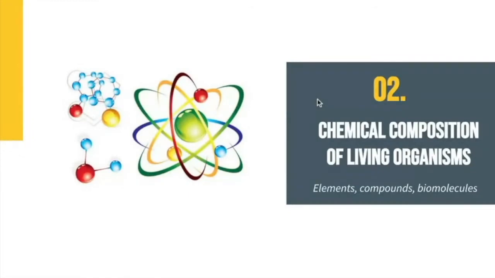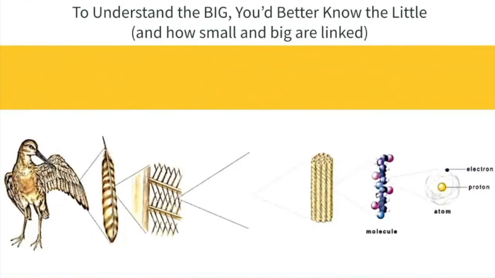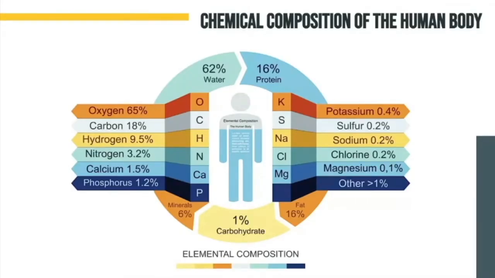So the first one, I want to introduce to you the chemical composition of living organisms. What are the elements, compounds, and biomolecules that exist? In our human body, there are different types of chemical composition, and we can divide it into elements, compounds, and biomolecules. In humans, there are 20 essential elements that exist in our body, and also water, the compound, and protein, the biomolecules. All of these make up the human body.